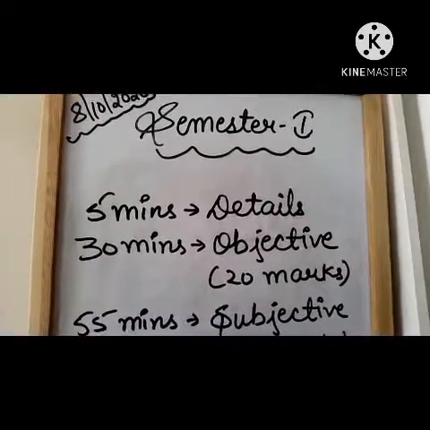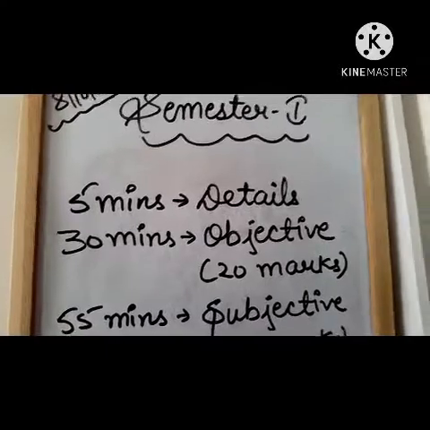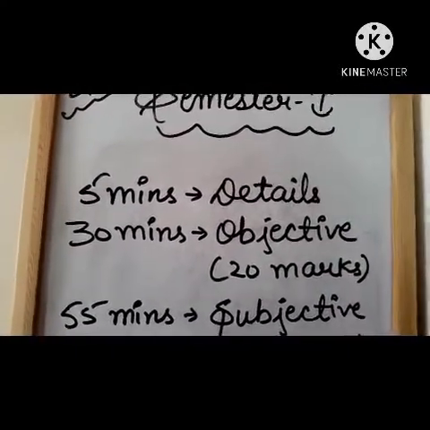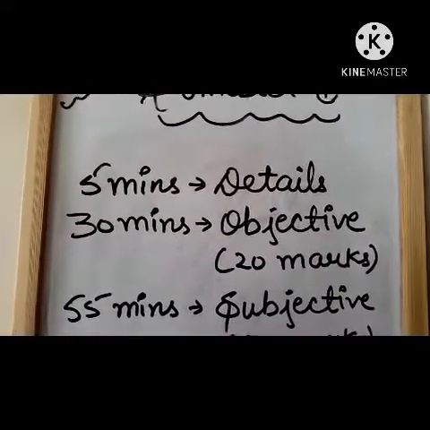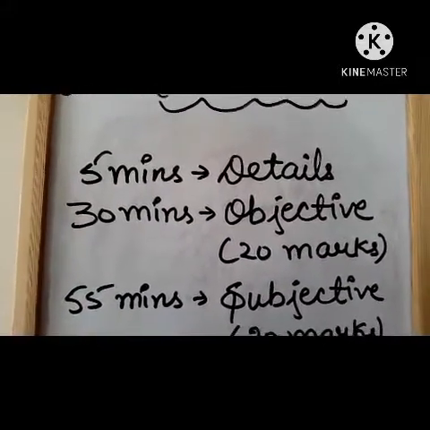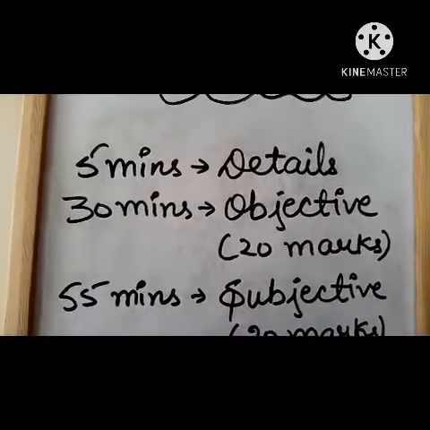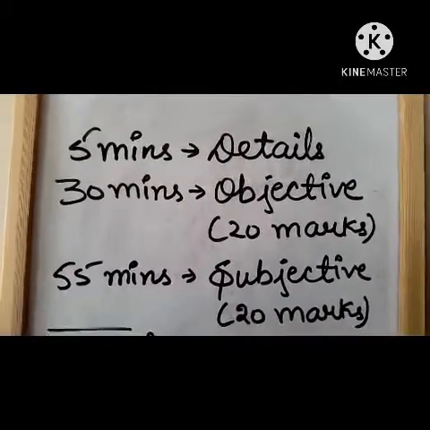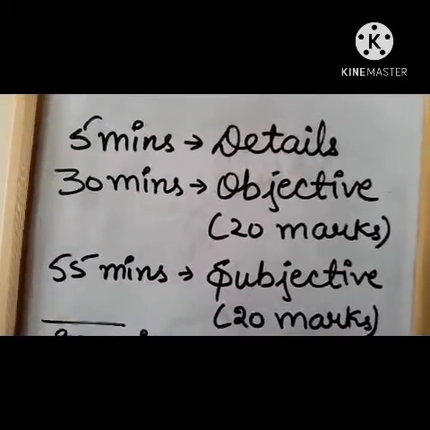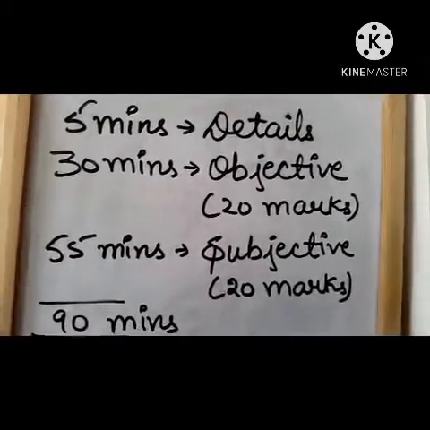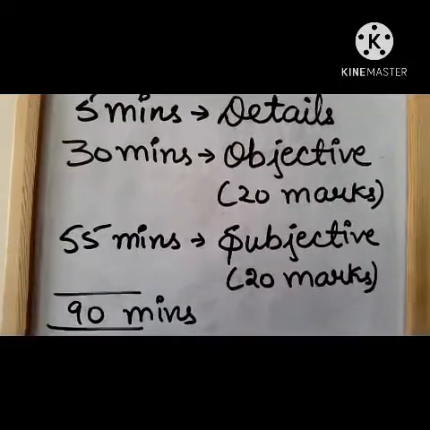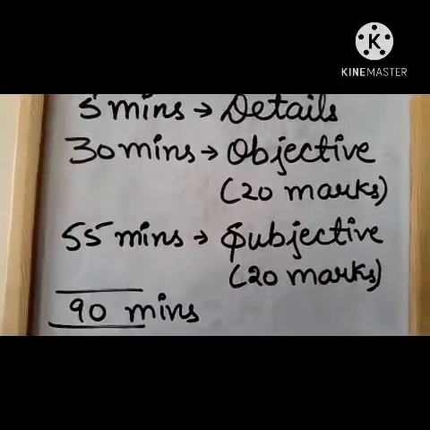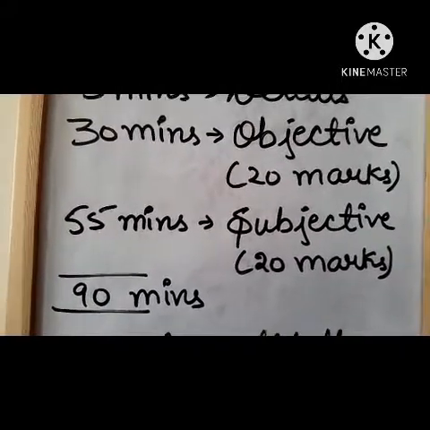So like this you will manage your time while doing your exam. Like 5 minutes for the details. As soon as you will get your paper, you need time to fill the details, and 5 minutes are more than enough because you are habitual of filling the details on Google Forms. And then 30 minutes for objective paper, as objective paper is of 20 marks. So in these 30 minutes you have to check your paper also and you have to complete it as well.